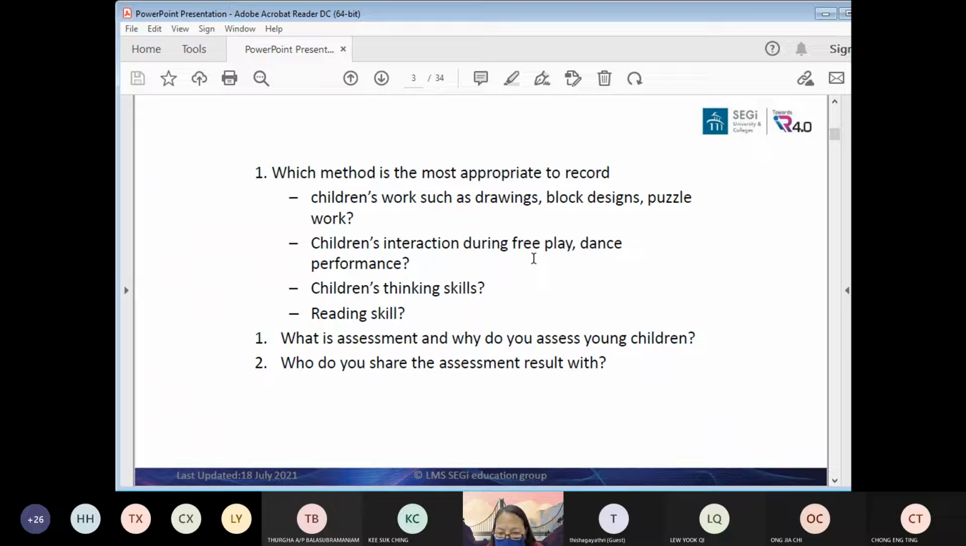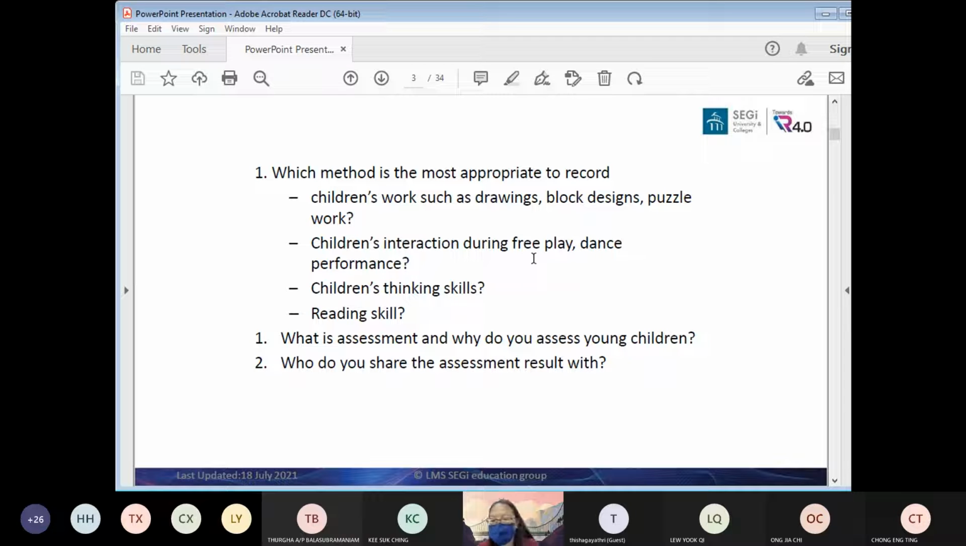What is assessment and why do you assess young children? I think this is our first lesson that we were talking about. What is assessment? Assessment is assessing something, checking on something and giving some marks. That is assessment. Good, no good, A, C, for example, that is assessment. All right, and why do we assess in particular young children? We assess young children. Why?